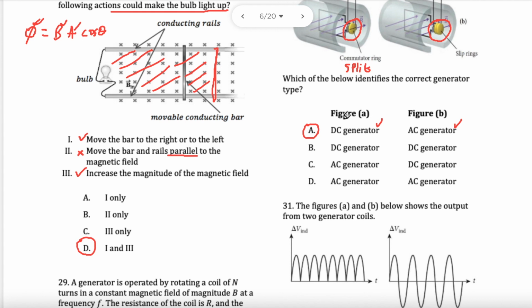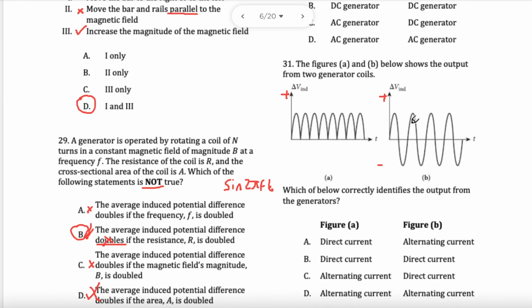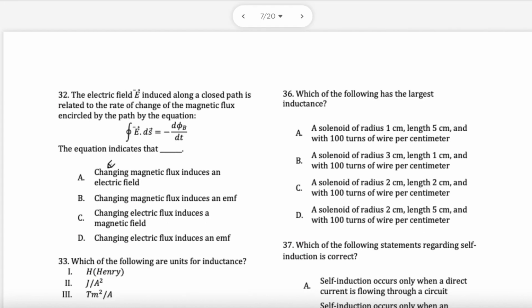So just remember that. For a graph, DC is one direction only. DC ends up being positive only. AC will be positive and negative because the current's changing direction, right? So in this case, this is direct current, and the next one must be alternating current. So that means the best answer, straight away I can see it, will be A. Very good.